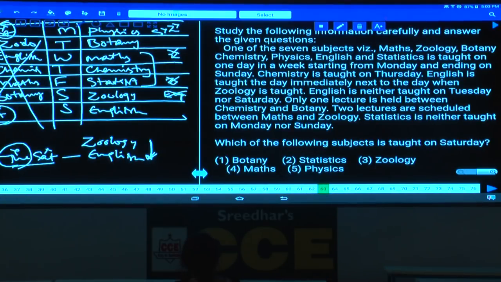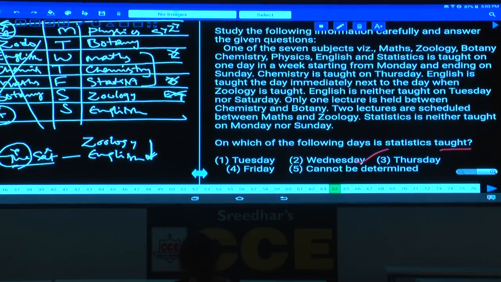Then question number 63. Which of the following subjects is taught on Saturday? On Saturday, zoology, that is choice 3. Then question number 64. And on which of the following days is statistics taught? Now statistics is taught on Friday, that is choice 4.